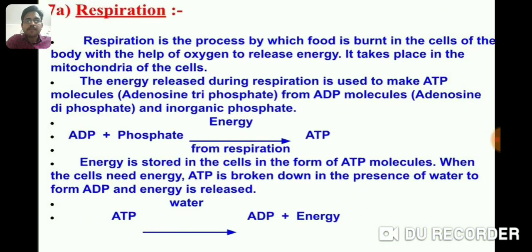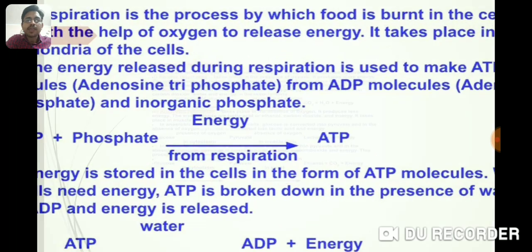What is respiration? Respiration is the process by which food is oxidized in the living cells to produce energy in the form of ATP molecules. ATP stands for adenosine triphosphate, which is also called the energy currency of a cell. When the cell or the organism requires energy for various life processes, these ATP molecules are broken down in the presence of water to form ADP, adenosine diphosphate, and energy is released.